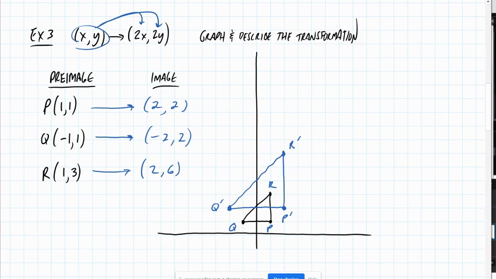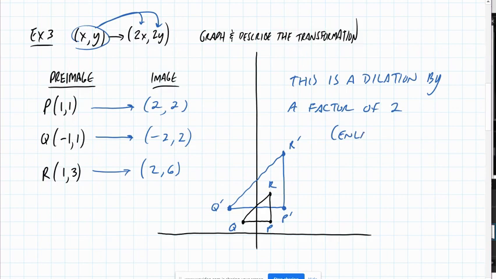Okay, and so it looks like our figure is twice as big as the original. When we enlarge a figure like that, if we're enlarging both by the same proportion in all directions, that's called a dilation. So this is a dilation by a factor of 2. What that means is enlarged to twice the original size.